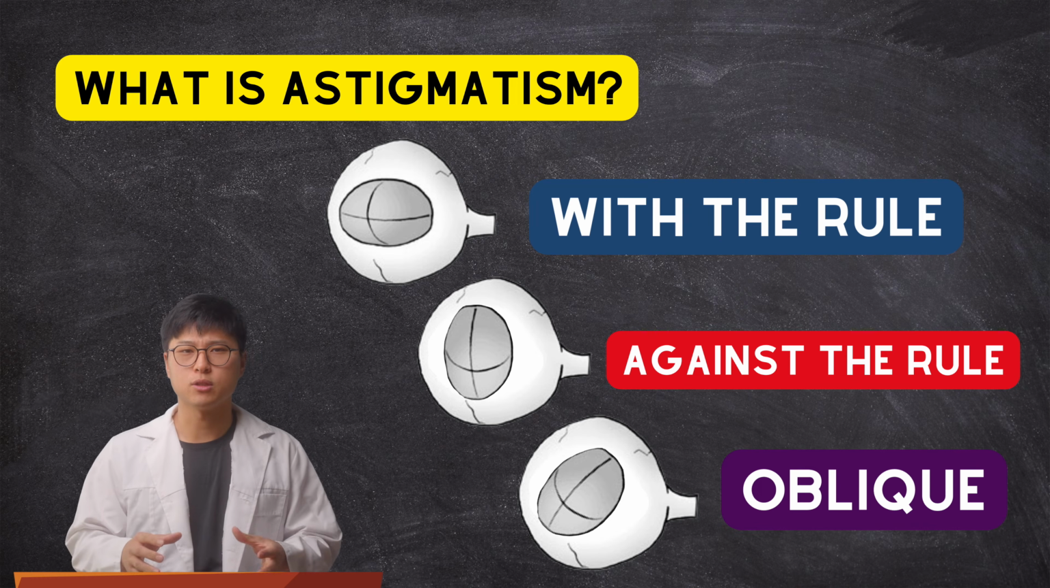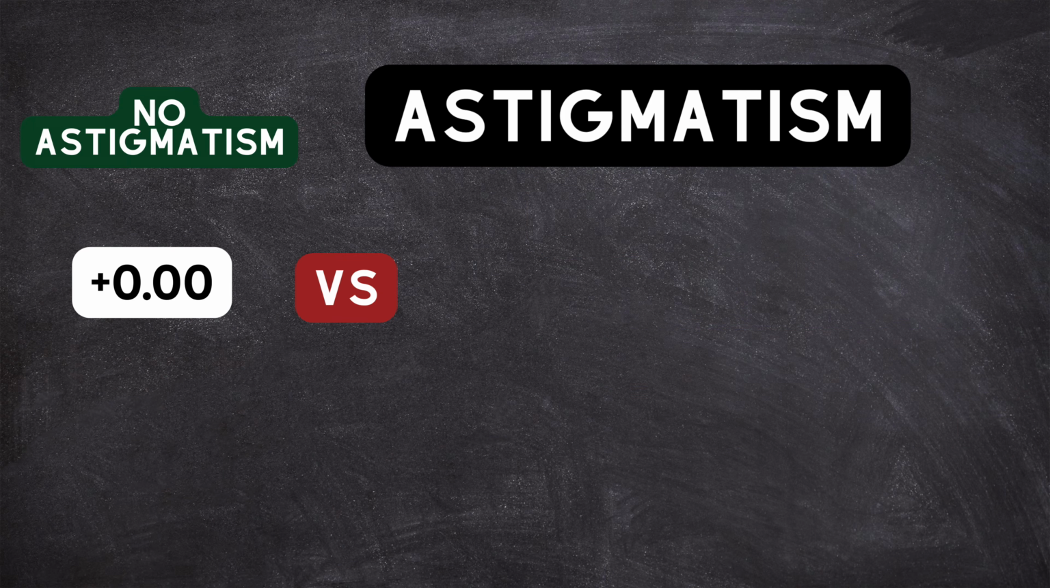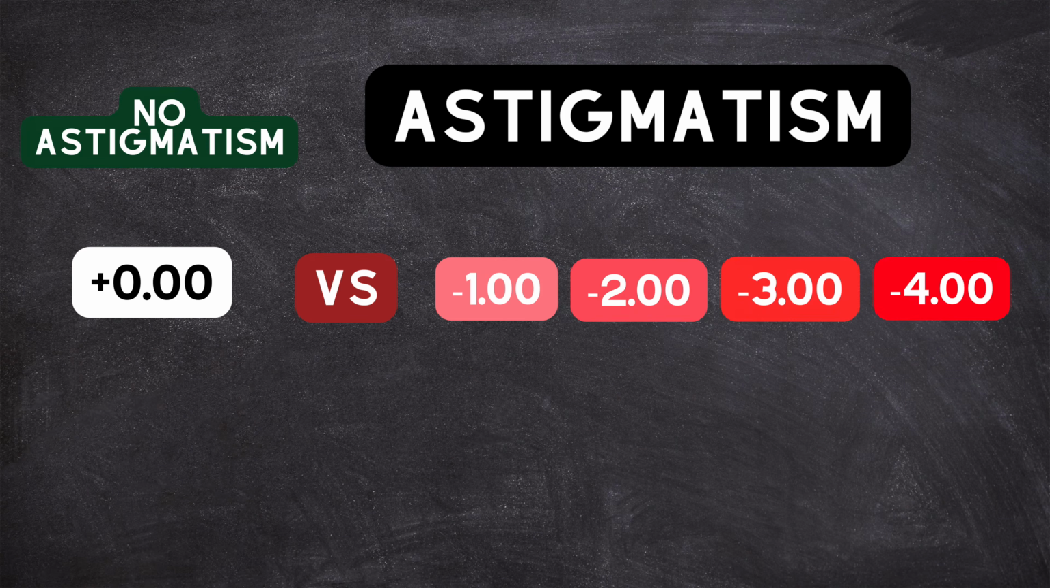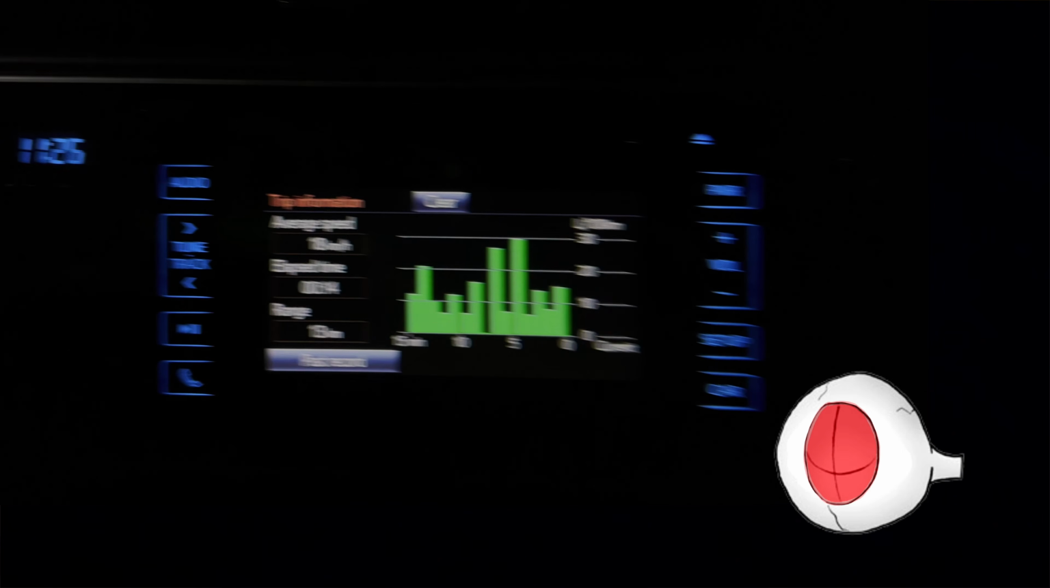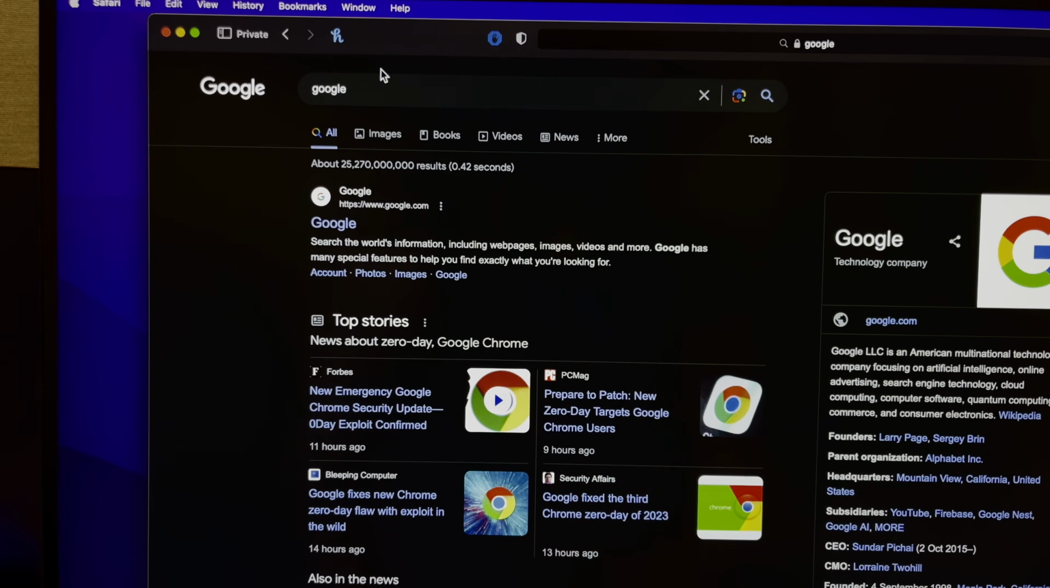But let's get right into it. We'll start with a mild case of astigmatism at -1 and progressively make our way up to 4 diopters. For each example, I will show you the different types of astigmatism and how it changes our perception of the world. Our first example is a simple web page, the most basic form of them all, Googling Google on Google.